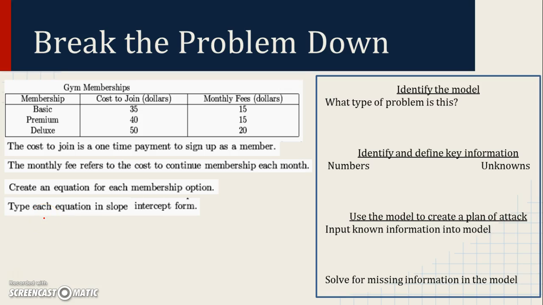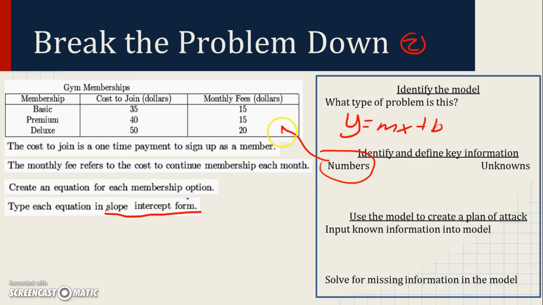So now we're going to break down the problem. The way we start is by identifying the model. Now, it's nice because the last thing that it asks us to do is to type each equation in slope-intercept form. Well, that's our model. It gave us our model. That won't always happen, but in this case it has. We're going to identify and define key information. The numbers that we need to define are really organized nicely in a table.